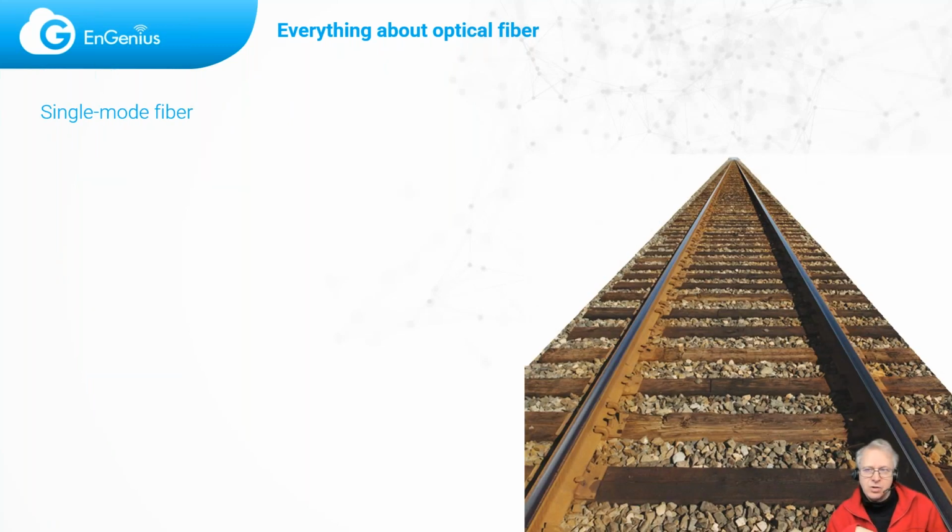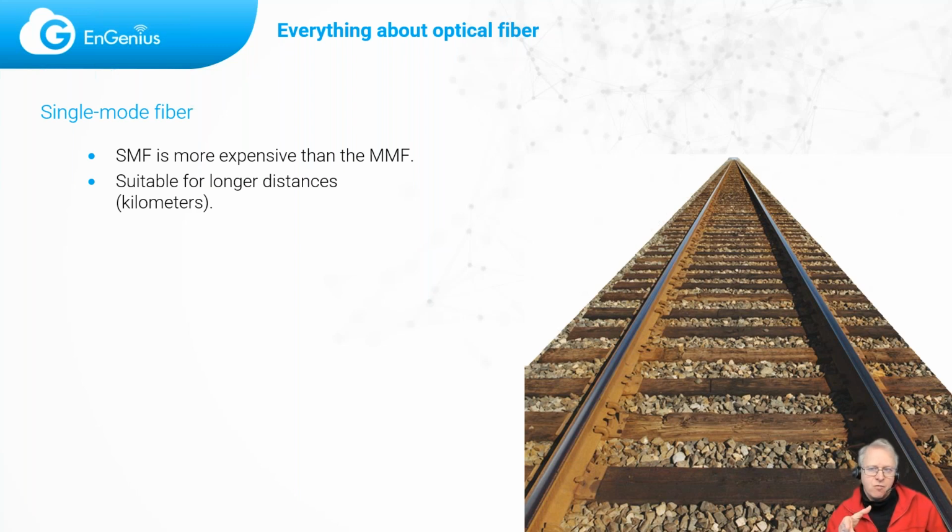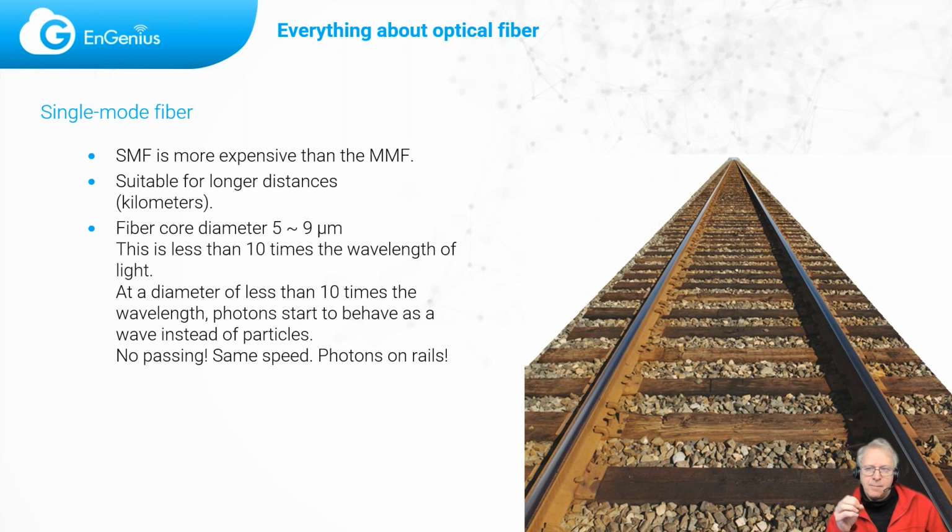Then we come to single mode fiber. You already see the track. It's more expensive than multimode fiber, and it's suitable for longer distances. We're talking about kilometers, 10, 20, even 160 kilometers in some cases. The difference between multimode and single mode fiber is that the fiber core diameter is only 5 to 9 micrometers. That's less than 10 times the wavelength of the light.